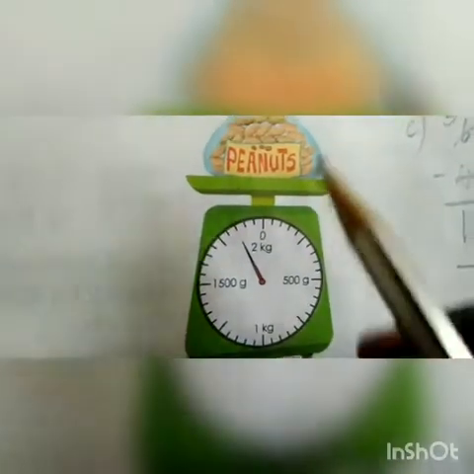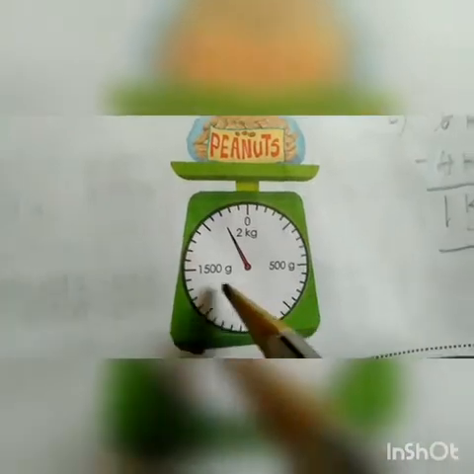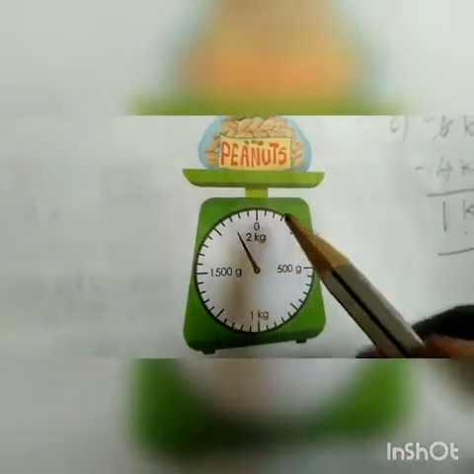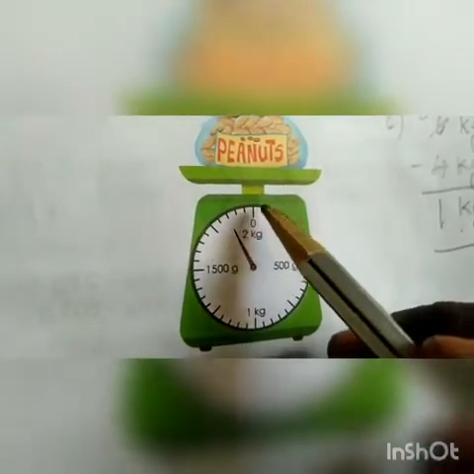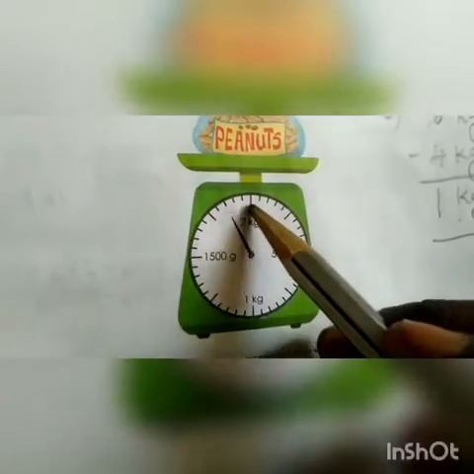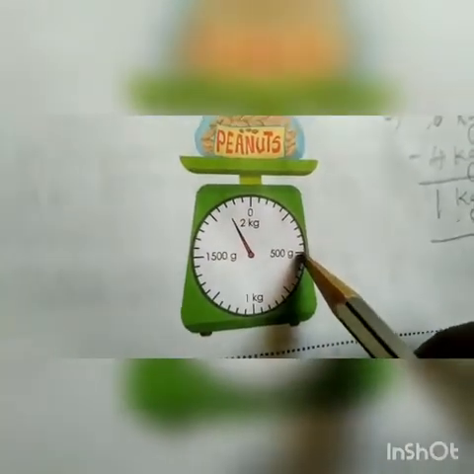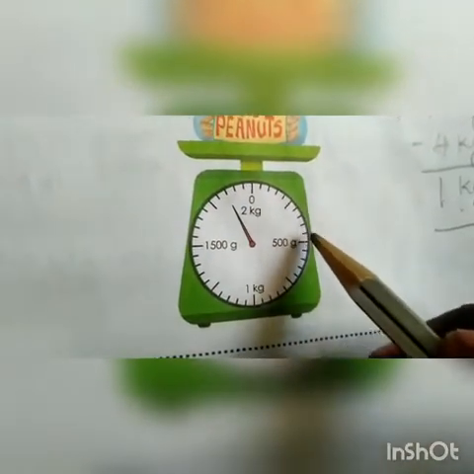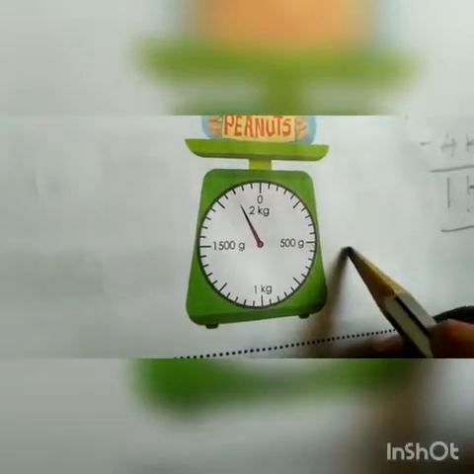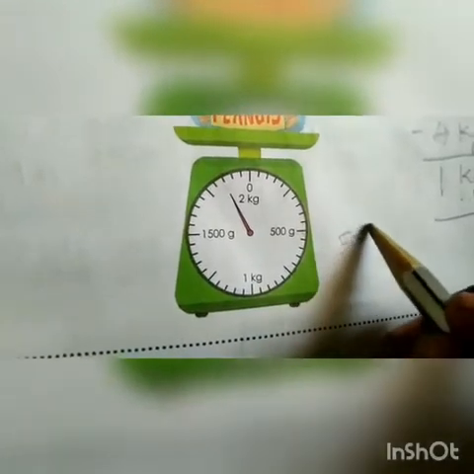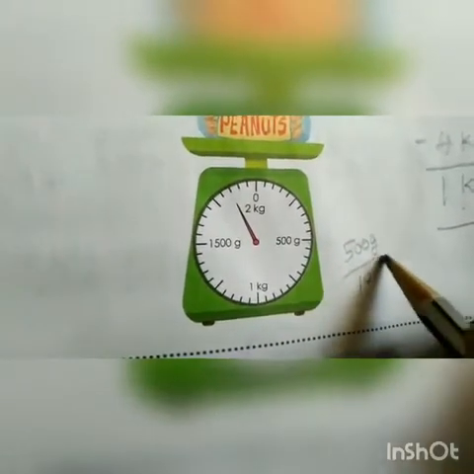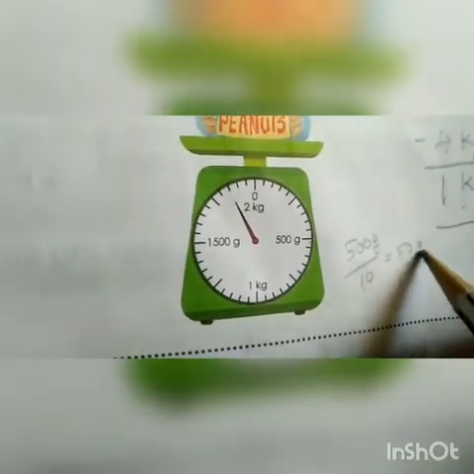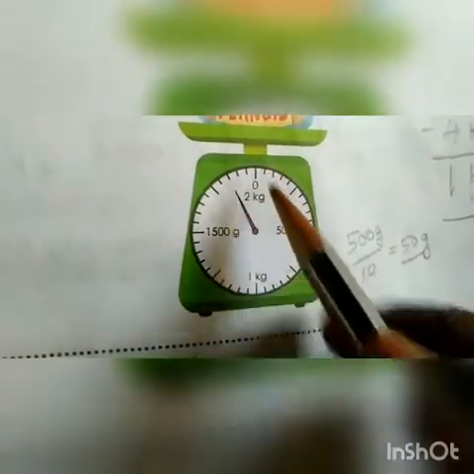Look at the weight machine. Here each line represents 50 gram, because consider from 0 to 500 gram. How many lines are there? 1, 2, 3, 4, 5, 6, 7, 8, 9, 10. So 10 lines are there. So if you divide 500 gram by 10, then we will get 50 gram. So each line represents 50 gram.